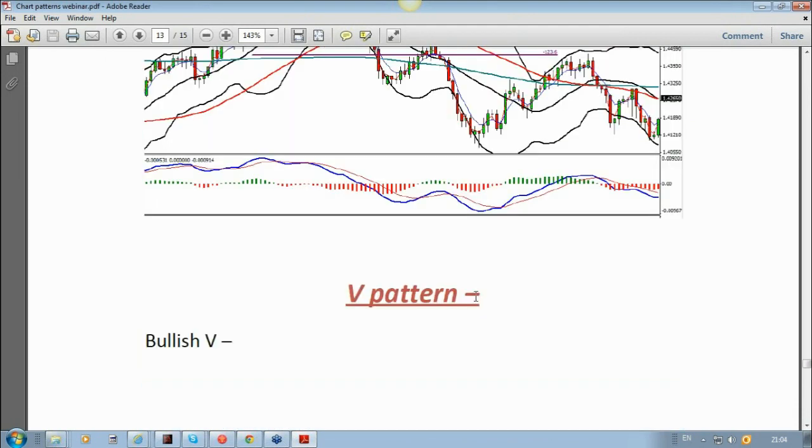V patterns. It's not Vlad patterns. It's just V patterns. Very risky. Works around 35, 40% of the times. But the risk reward is a killer.